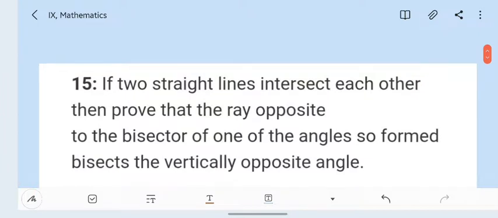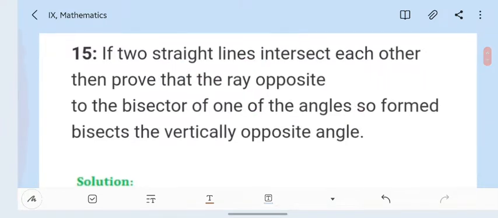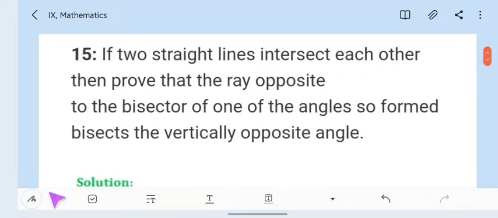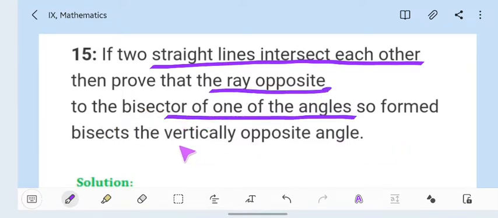So the first question is, if two straight lines intersect each other, then prove that the ray opposite to the bisector of one of the angles so formed bisects the vertically opposite angle. So first of all, we'll draw two straight lines, and after intersecting we need to draw another ray which is opposite to the bisector of one of the angles, which is a vertically opposite angle, should bisect the other angle as well.